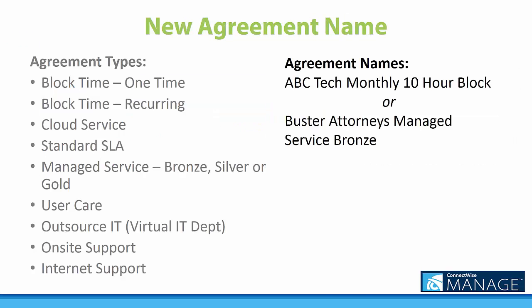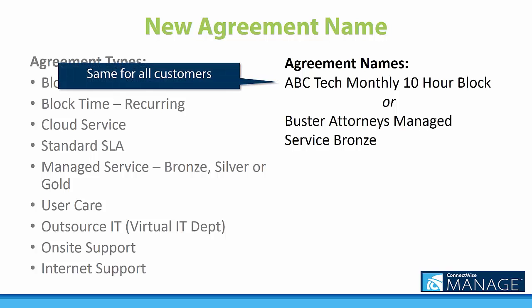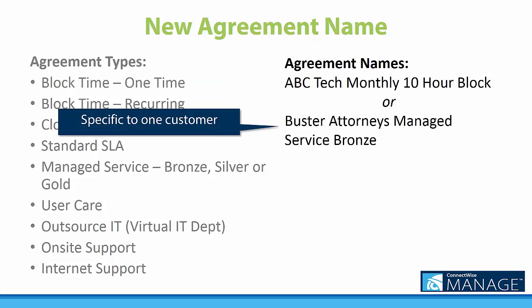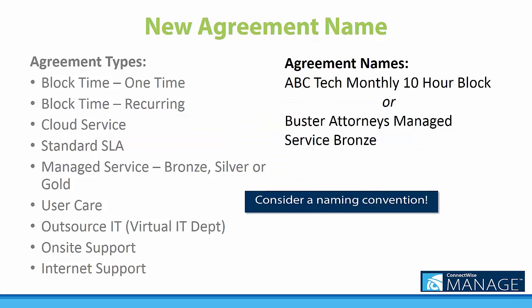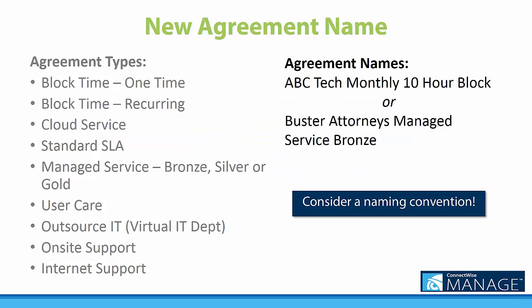Use your naming convention. For example, if your organization is called ABC Technology, you might have ABC Tech Monthly 10-Hour Block. In that case, it would be the same name for all the customers you associate it with. Or you could name the agreement with the customer's name, such as Buster Attorneys Managed Service Bronze. In that case, the agreement has specifications just for that customer. Naming conventions are important, so please take time to decide how you will call your agreement names for the customers.